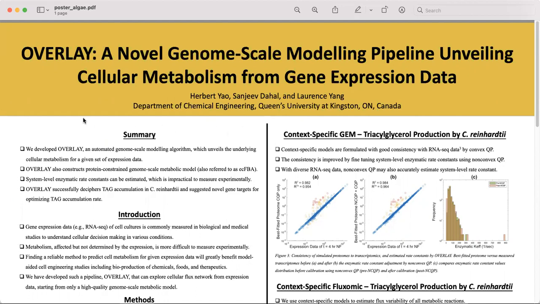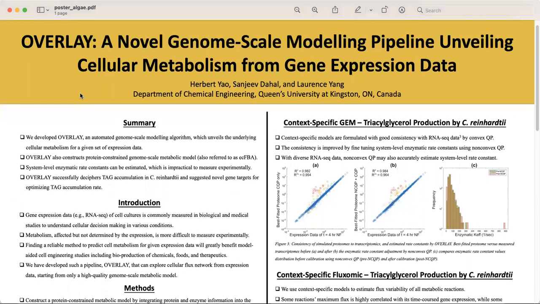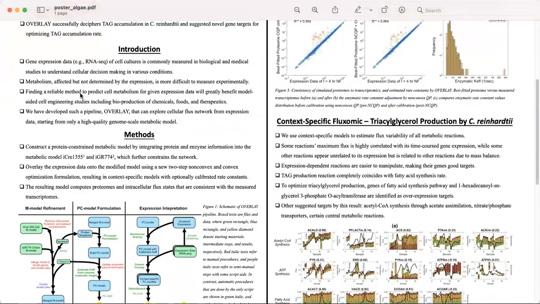And here I'm introducing Overlay, the computational pipeline that we've been working on. This pipeline takes the genome scale metabolic model, which we're going to refer to as the M model, and the gene expression data under certain circumstances of the cell to investigate the detailed cellular metabolism. So the intuition with this study is simple.